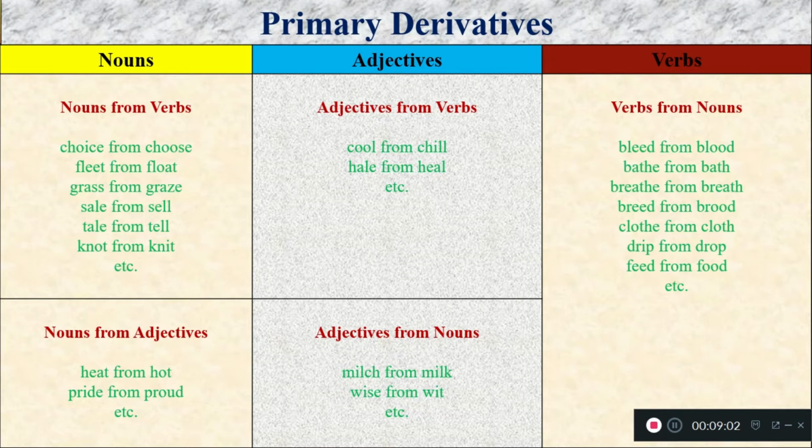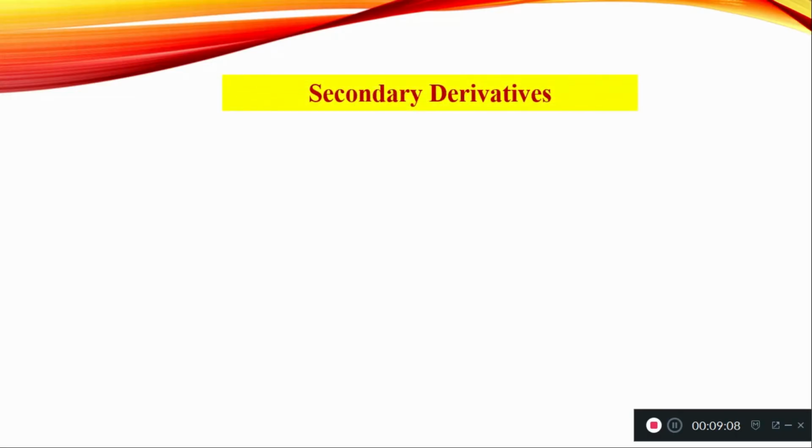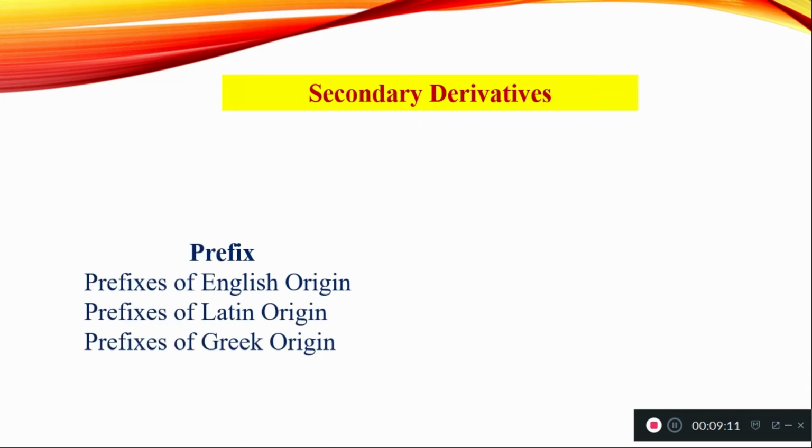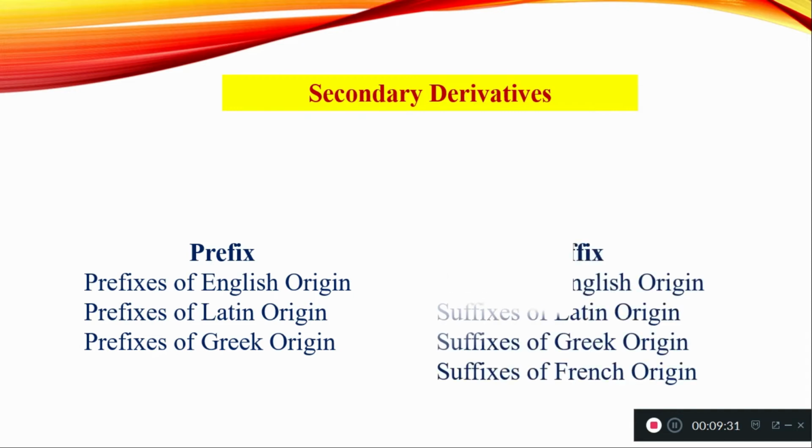Now, let's discuss secondary derivatives. You already know that secondary derivatives are words formed by adding either a prefix or a suffix to a word. So, we will learn some prefixes here. We will look at some prefixes originated from English, Latin, and Greek language. Then we will discuss some suffixes. Suffixes originated from English, Latin, Greek, and French language will be discussed. Okay, let's begin the next section.